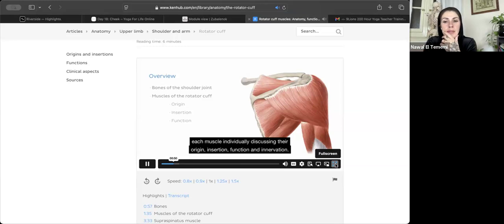Okay, so before we bring our tutorial to a close, let's quickly summarize what we've learned today. We started our tutorial by talking about the bones of the shoulder joint, which are the humerus and scapula. Then we talked about the muscles of the rotator cuff as a whole, before looking at each muscle individually, discussing their origin, insertion, function, and innervation. Finally, we finished up our tutorial with some clinical notes about dislocation of the shoulder joint. So that brings us to the end of our tutorial on the muscles of the rotator cuff. I hope you enjoyed it.